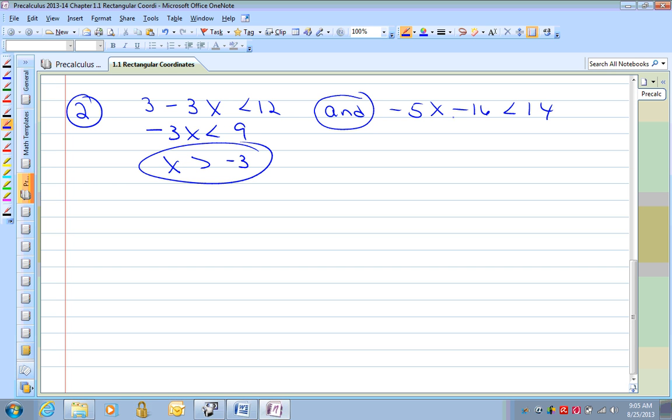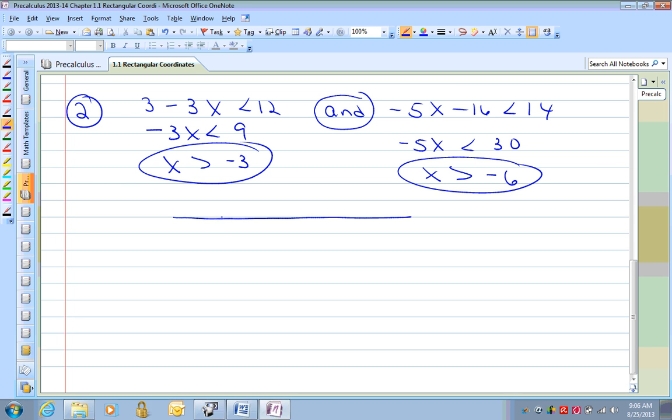On the other side, of course, I'll add the 16, and I'd have negative 5x is less than 30. And then I would divide by a negative again, so I'm going to reverse my sign, and I would get x is greater than negative 6. All right, so those are my two solutions. Let's look at these on a number line and see where they overlap, because that would be true for both.